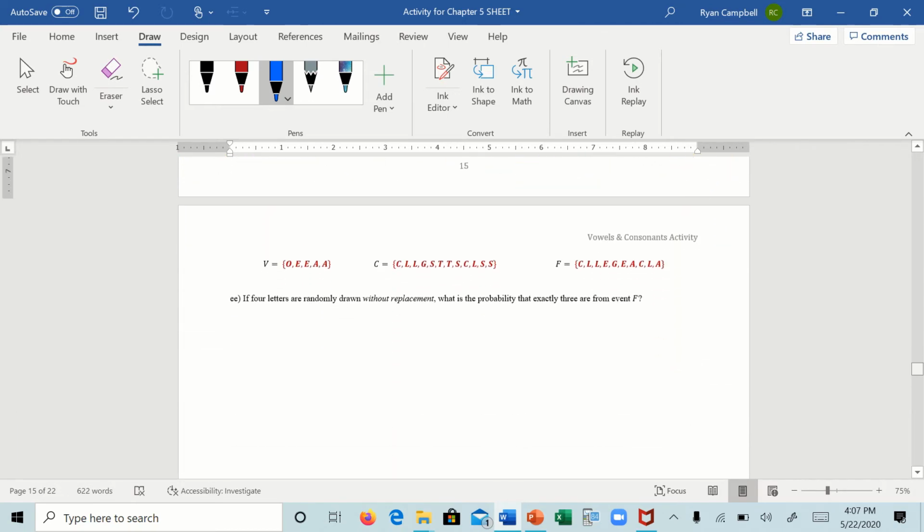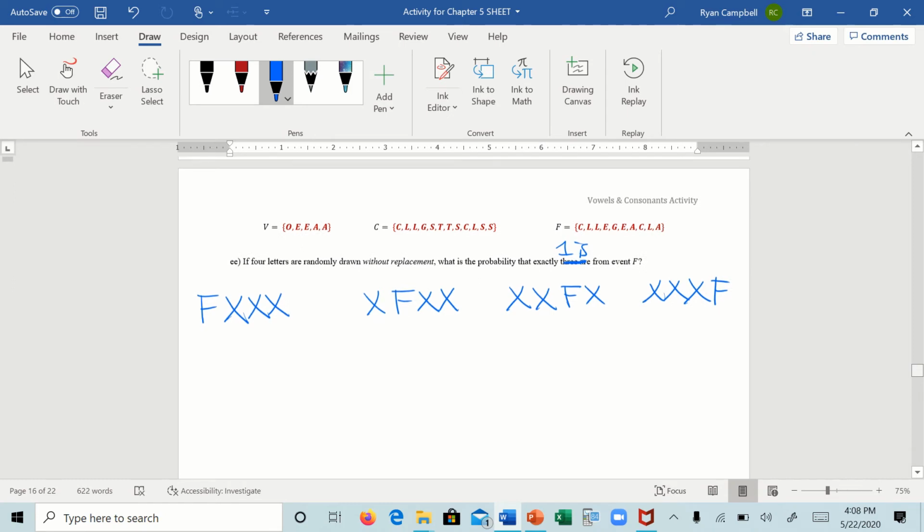Part E. If 4 letters are drawn without replacement, what's the probability that exactly 1 is from F? All right, so that means that the first one is from F, or the second one is F, or the third one's F, or the last one's F. So if the first one's an F, the probability is going to be 10 out of 17. It's without replacement, so now we have one less letter. But that one less letter is going to be from F.